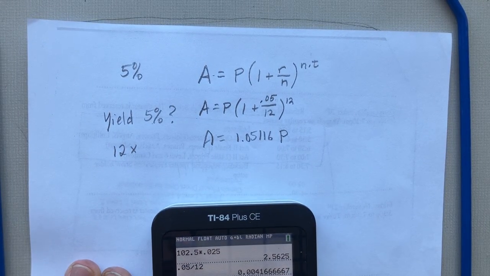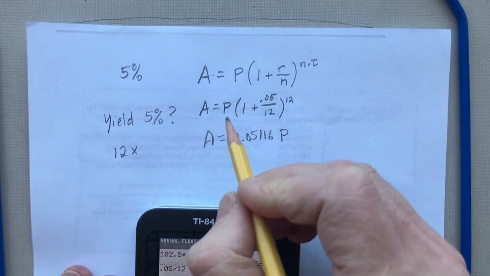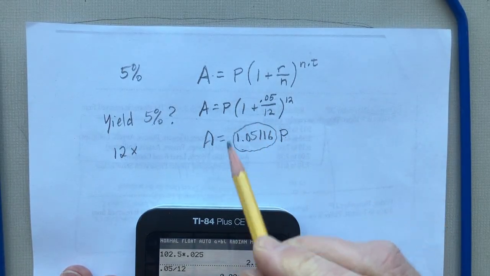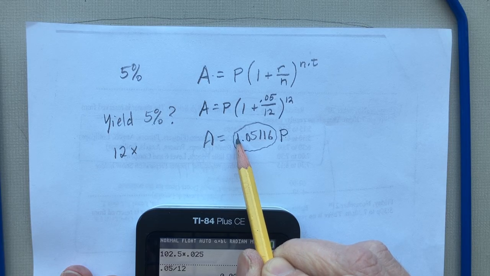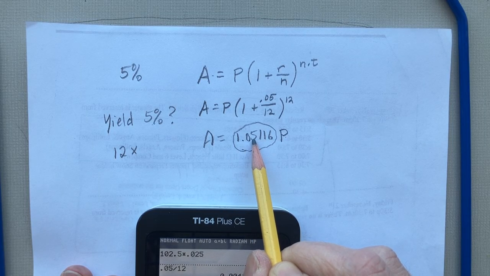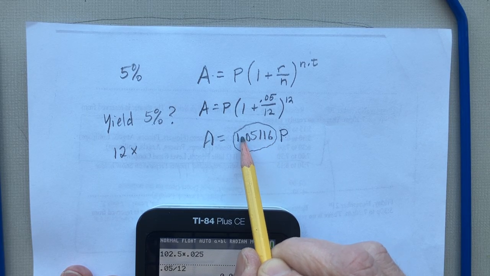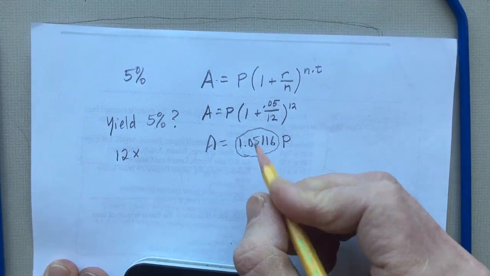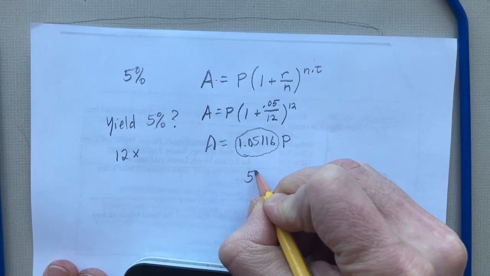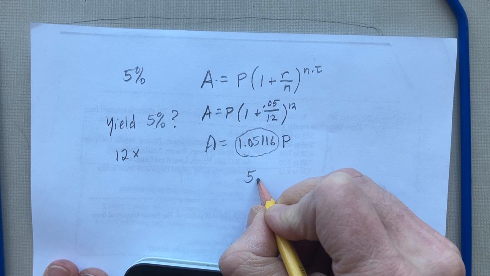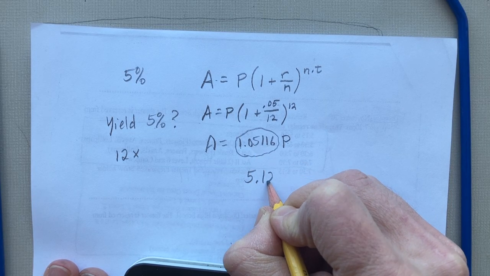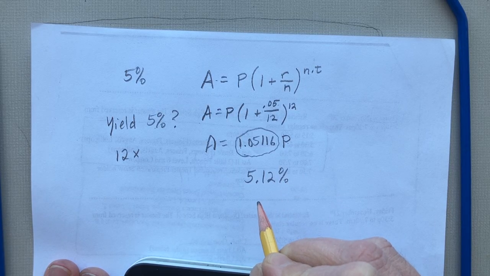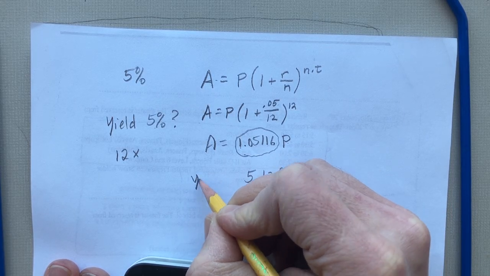We don't have a principal amount and we don't need a principal amount because this number right here gives us the yield, right? The principal is represented by the number 1 and the yield is now represented by the number that's added to the 1. So this is our yield. At the end, we get 5.12% more than what we started with. This is our yield.